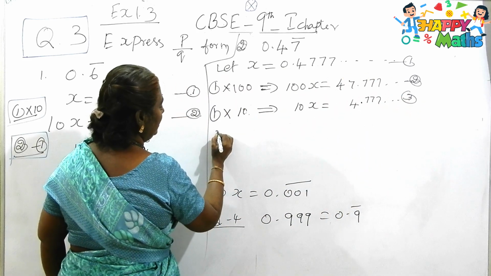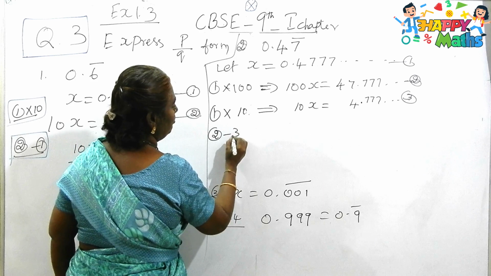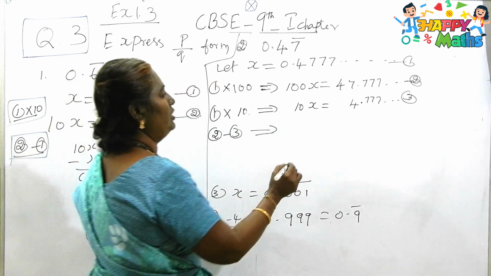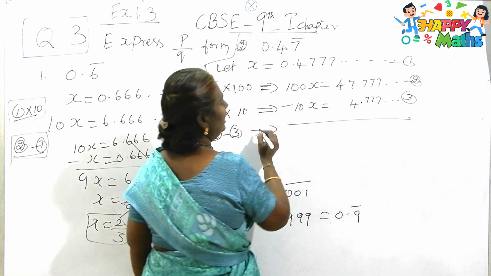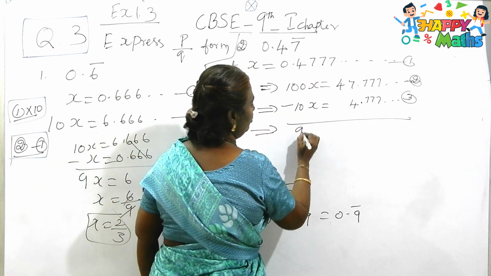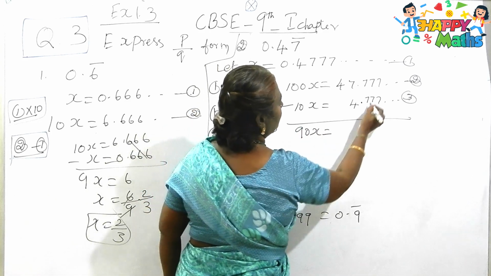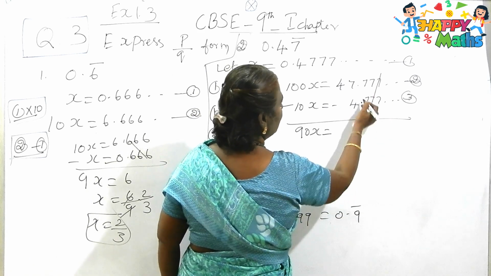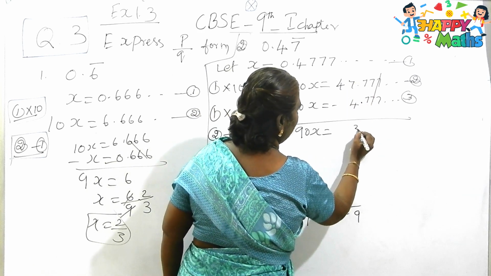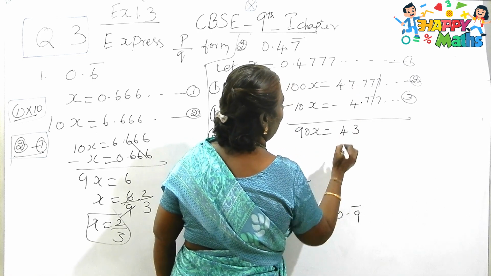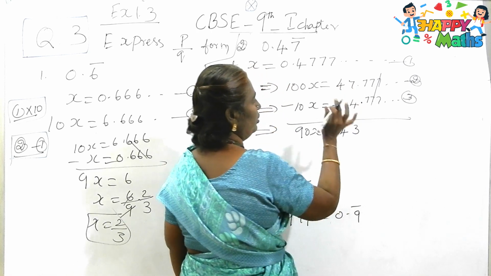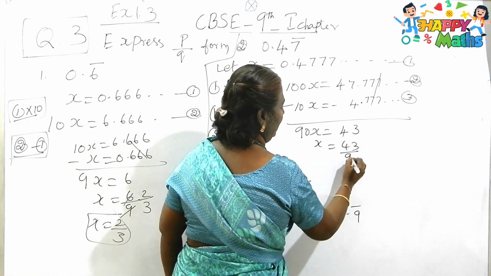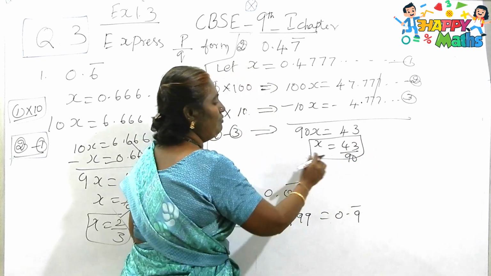I am subtracting the third equation from the second equation. When I subtract like that, 100x minus 10x equals 90x. Here, this 777, everything will get cancelled, becoming 0, 0, 0 when I subtract. So here only 7 minus 4 is 3. Then 4 will come straight away like that. That is, 47 minus 4 is 43. Now x is equal to 43 by 90.